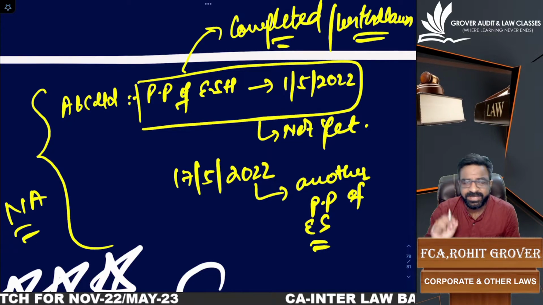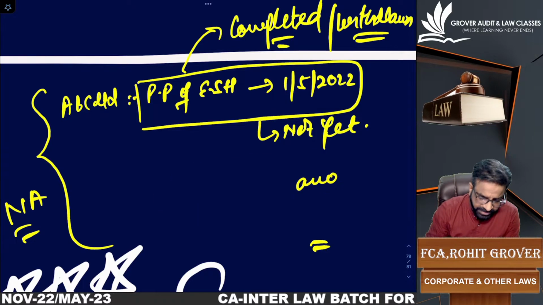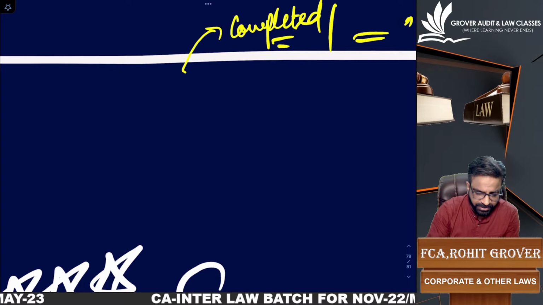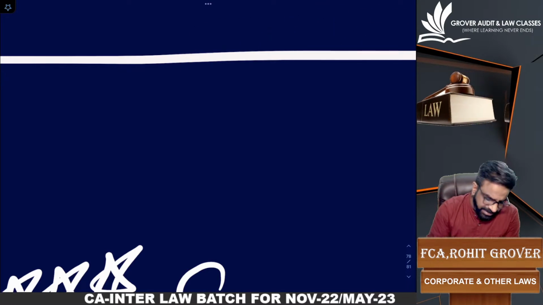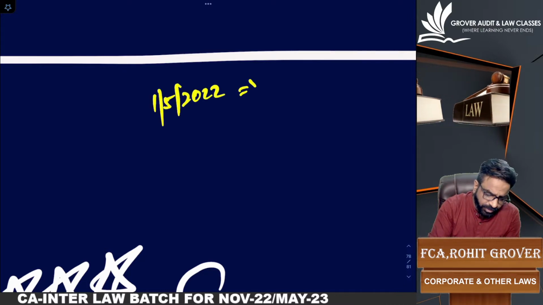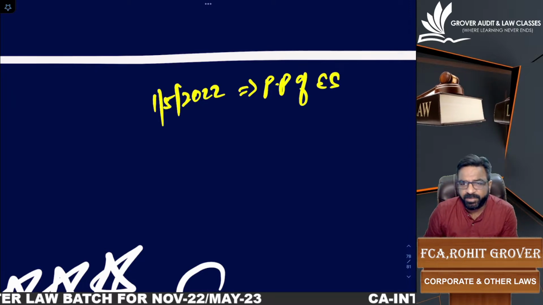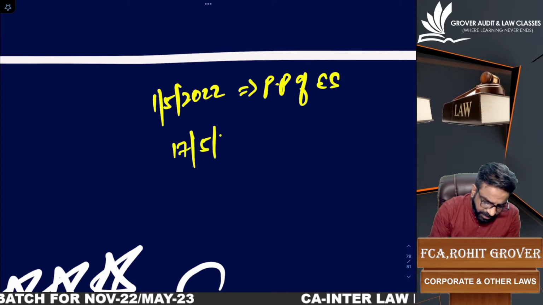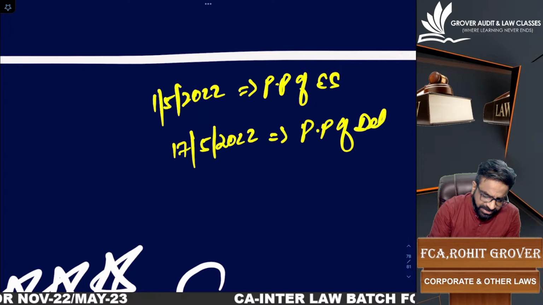Did you all understand the concept which I said? Yes or no? Yes, sir. But sometimes the examiner puts a tricky question in the examination. What kind of tricky question? Now listen to this point very, very carefully. Say for example, on 1st May 2022, you did the private placement of equity shares. You went for the private placement of which shares? Equity shares. And on 17th May 2022, you went for the private placement of debentures.